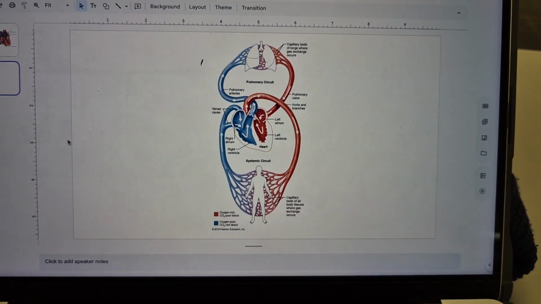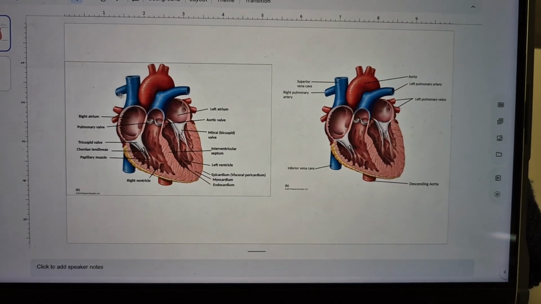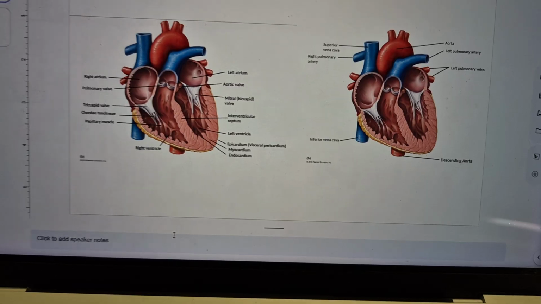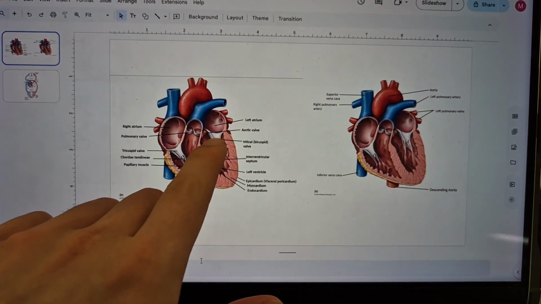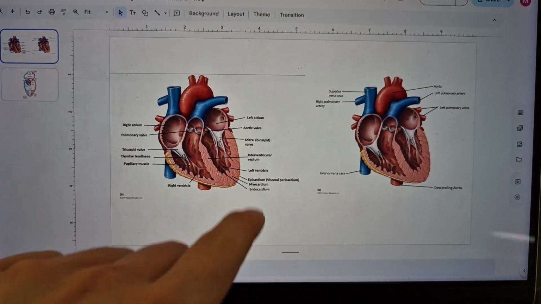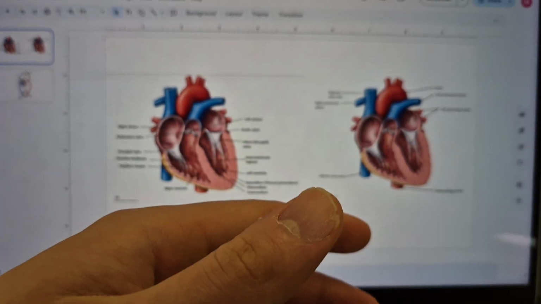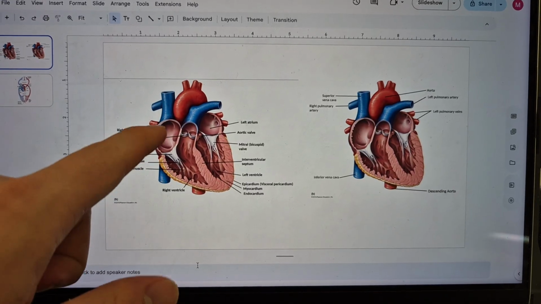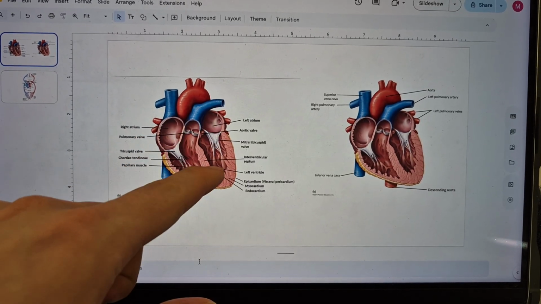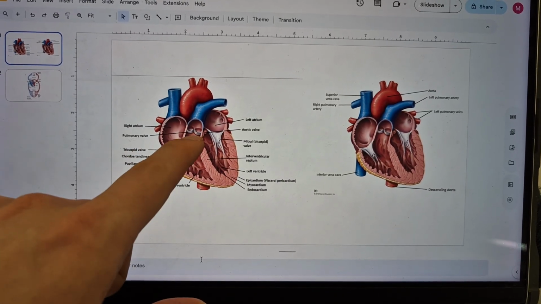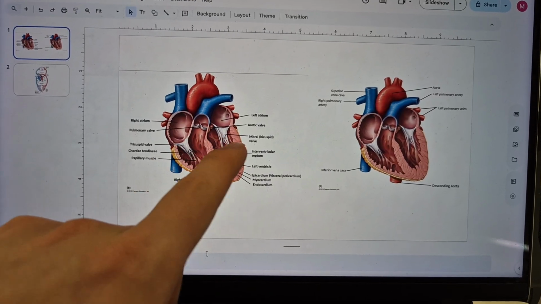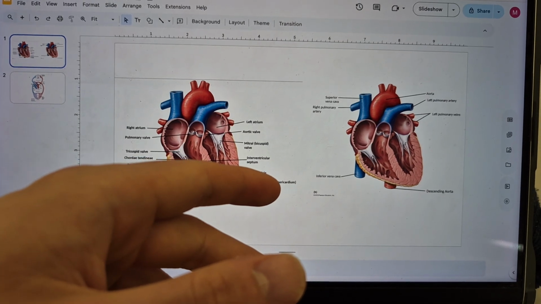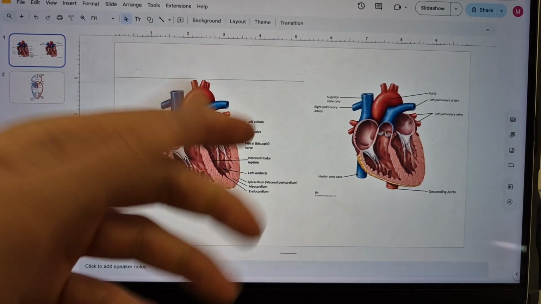One more thing I want to note is that in the heart, the tricuspid and the mitral/bicuspid valves are known as atrioventricular valves because they're between the atria and the ventricles. The pulmonary valve and the aortic valve are called semilunar valves, the two of them. So those valves are semilunar valves.